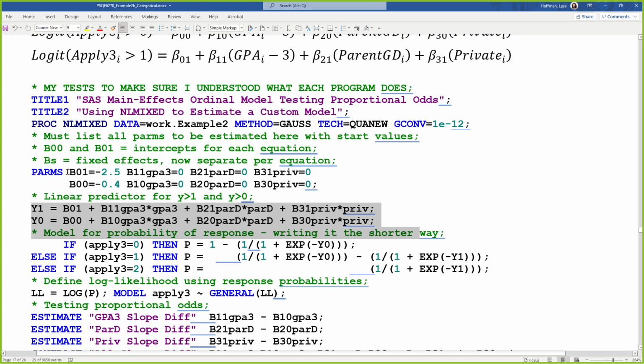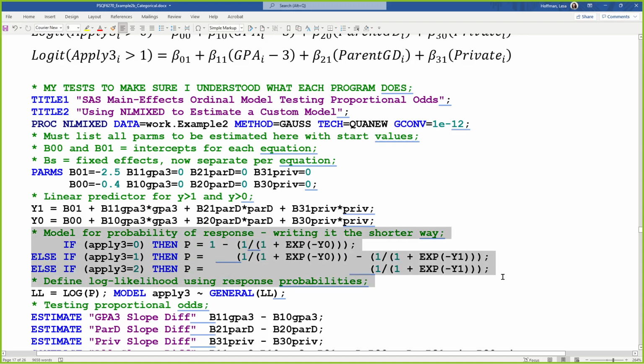But the idea is that you define the parameters and give them start values. So these are my 2 intercepts and my 2 sets of slopes. You then write out the linear predictor. So I'm building y1 as my submodel predicting a response of greater than 1, and y0 for my submodel predicting a response greater than 0. Here's my intercept. Here's my slope times the variable GPA. Here's another slope times the other variable, slope times variable.